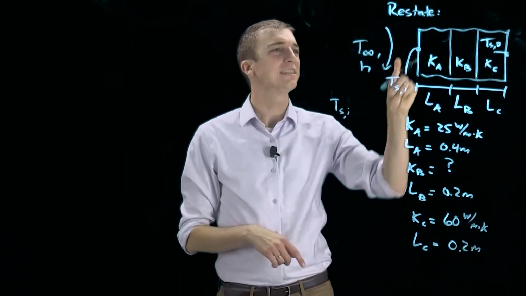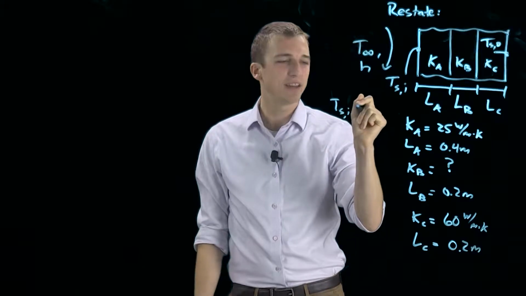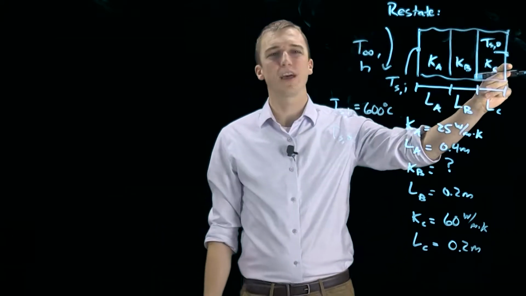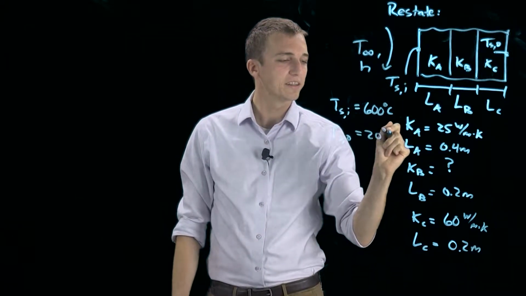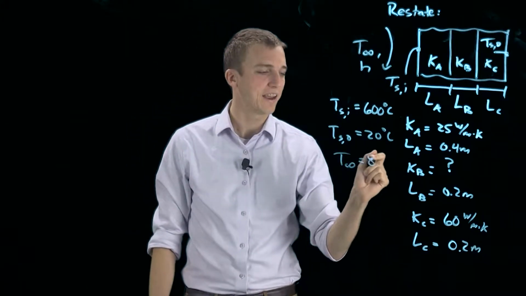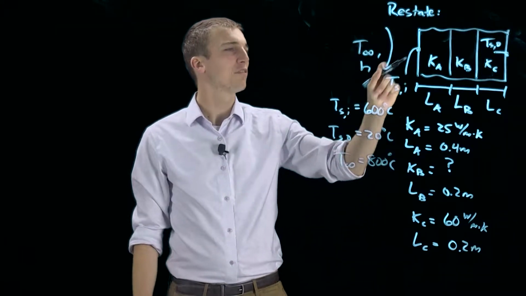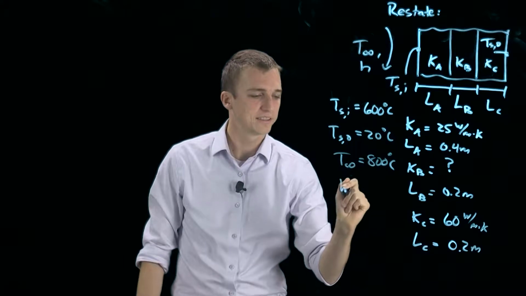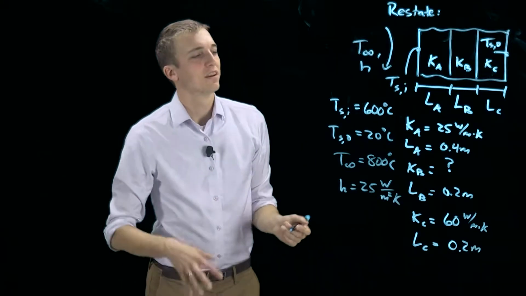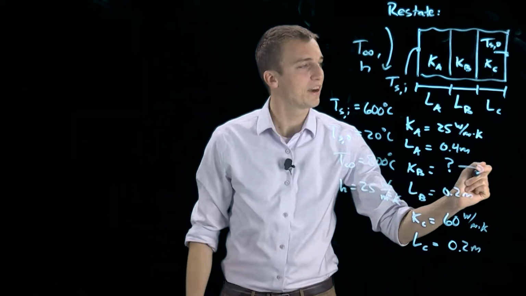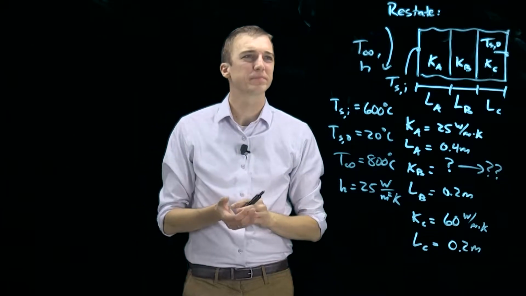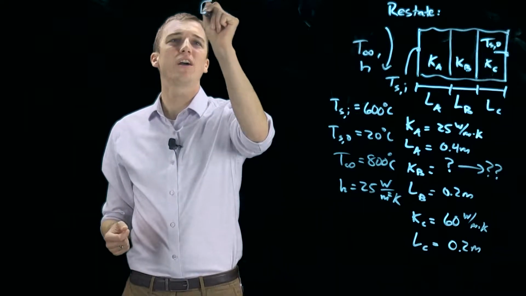Likewise, our temperatures. The temperature of the inside wall has been measured to be 600 degrees Celsius. Likewise, the temperature of the outside wall was measured to be 20 degrees Celsius. Finally, the hot gases inside of the oven are at 800 degrees C, and the convection coefficient between the air and the wall is 25 watts per meter squared Kelvin. So we've got all of this, and we are asked to find Kb. What is Kb?